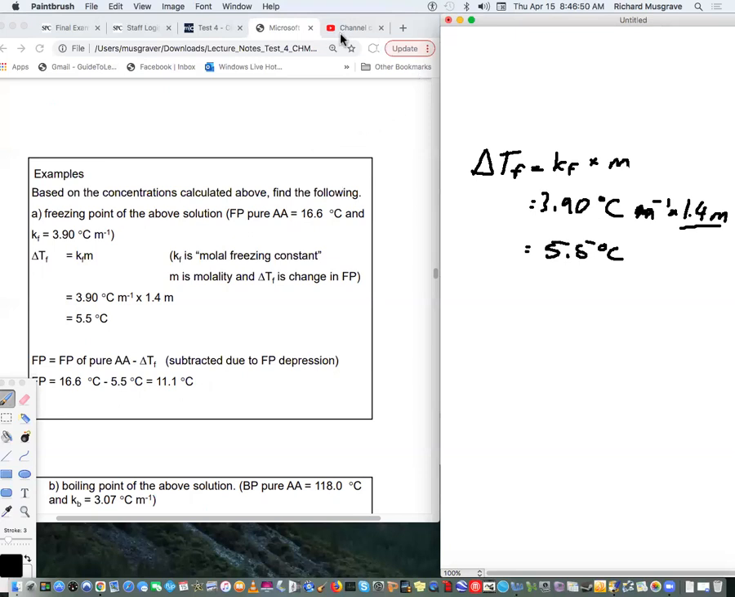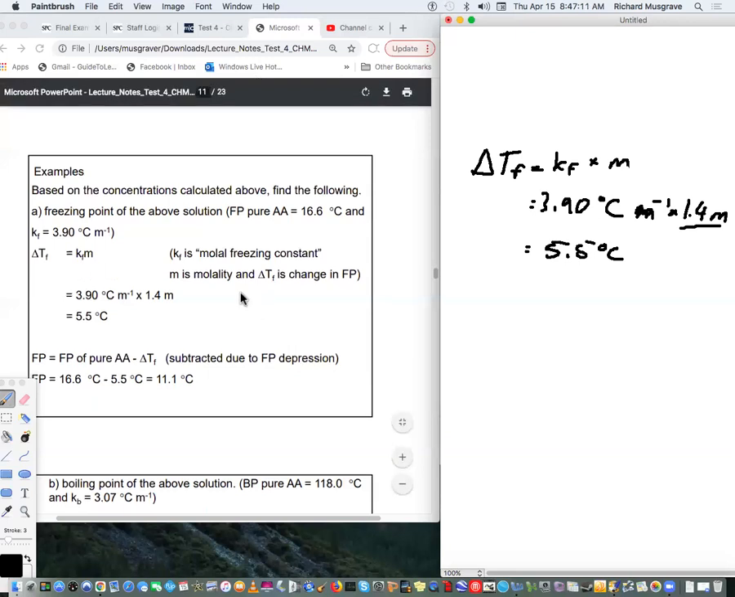Does anybody have any questions so far? How do you feel about freezing point depression? 5, 4, 3, 2, 1. All right, that's good. Everybody seems to be on board with that.